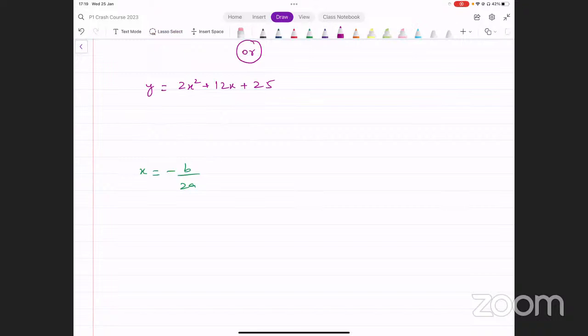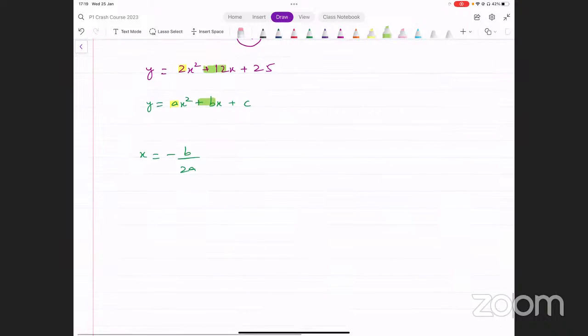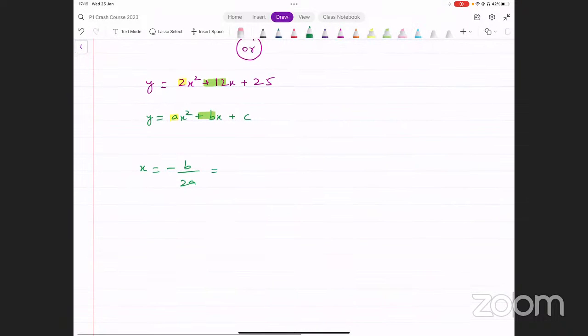So remember what this form is. This is y equals ax squared plus bx plus c. If you compare the two, a equals 2 and b equals 12 in this case. So what is the x coordinate of the turning point? Minus b over 2a. B is 12, so it's minus 12 over 2 times 2. That gives us x equal to minus 3. That's the x coordinate of the turning point.